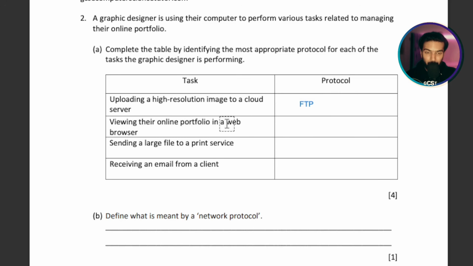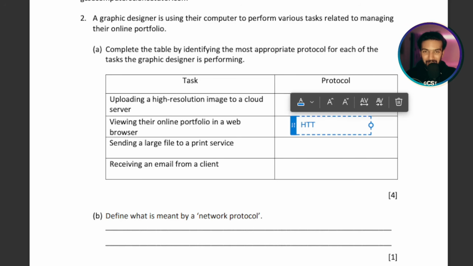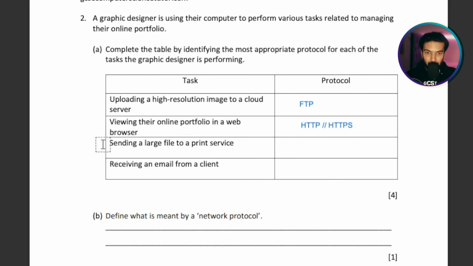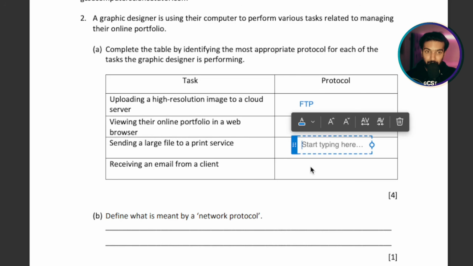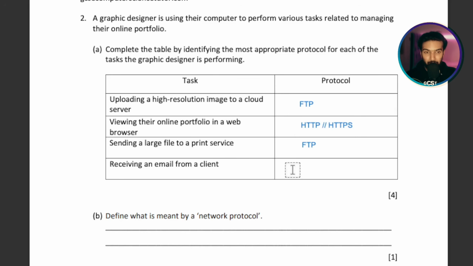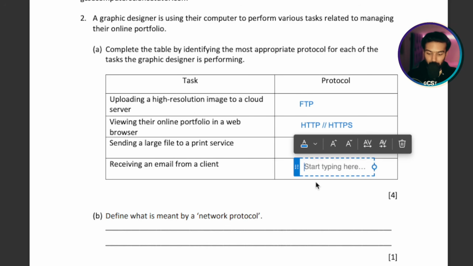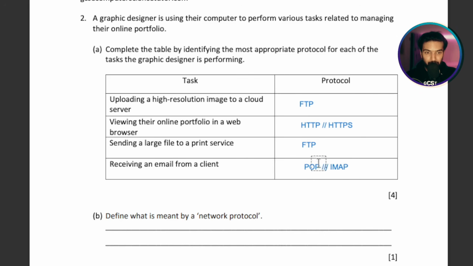Viewing their online portfolio on a web browser. HTTP, which defines how web browsers work, or you could have HTTPS. Either of those should be fine. Sending a large file to a print service, assuming the print service is on the server, then we're transferring files. Whenever files are involved, we're doing FTP. Receiving an email from a client. Now, this could be either POP, which is Post Office Protocol, or IMAP. And the difference between these is POP downloads the email, whereas with IMAP you just retrieve it, you don't download it. So either of those should be fine.